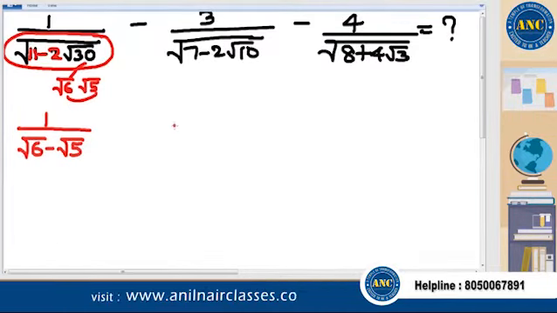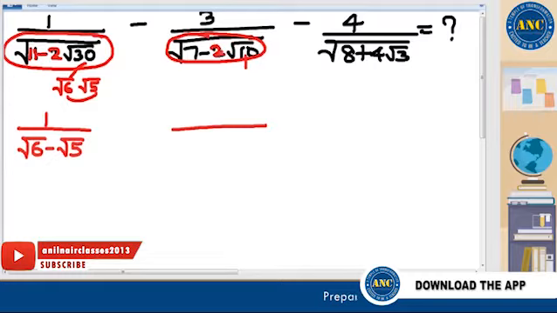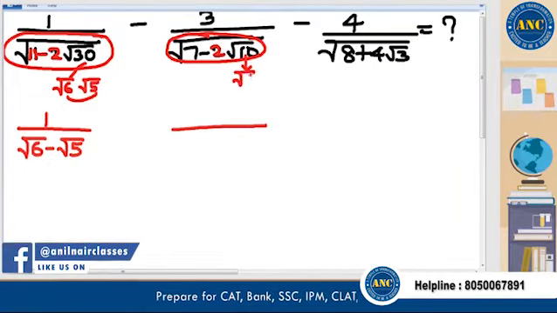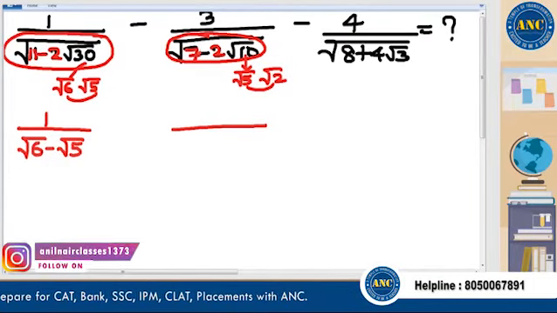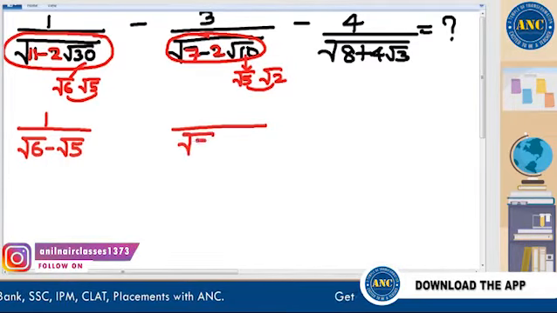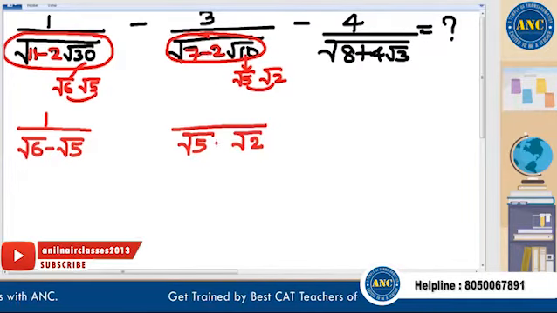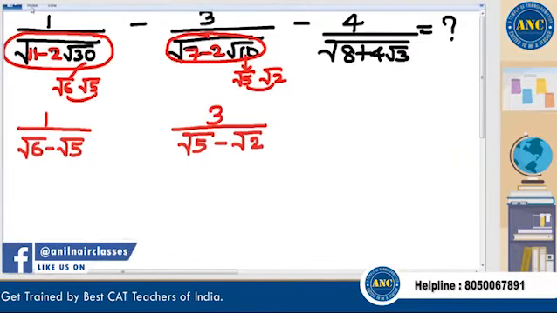Similarly, second term, if I take this denominator, already 2 is present, which I am again happy with. Root 10 can be written as root 5 into root 2, and 5 plus 2 is also 7, which I am again happy with. Directly you can write root 5 and root 2. Because there is a negative sign in between, put minus. Write down the numerator as it is.